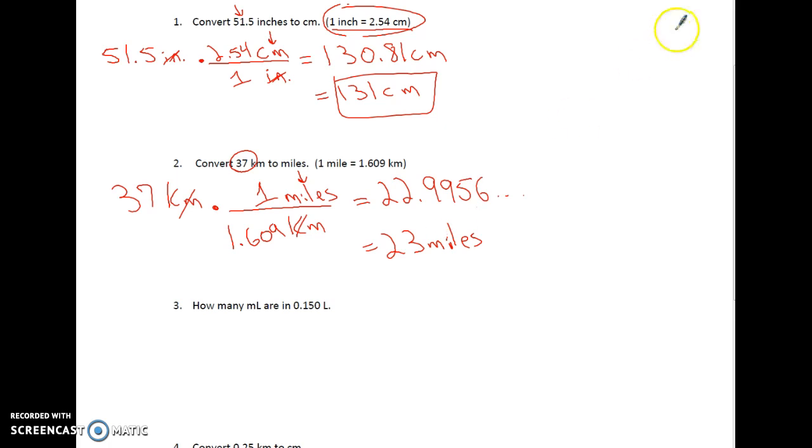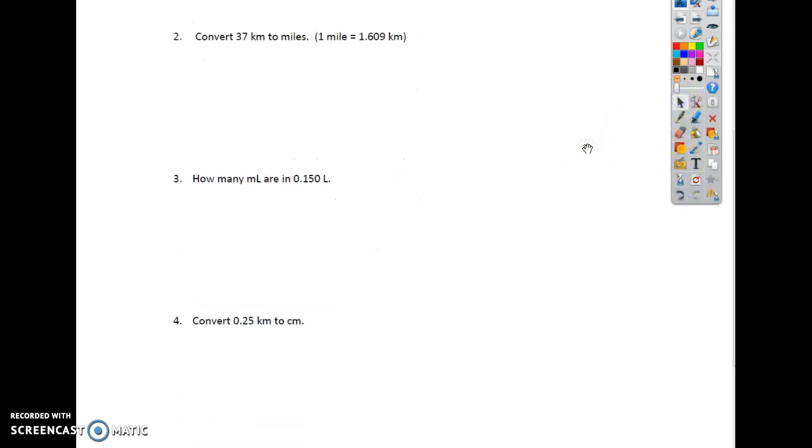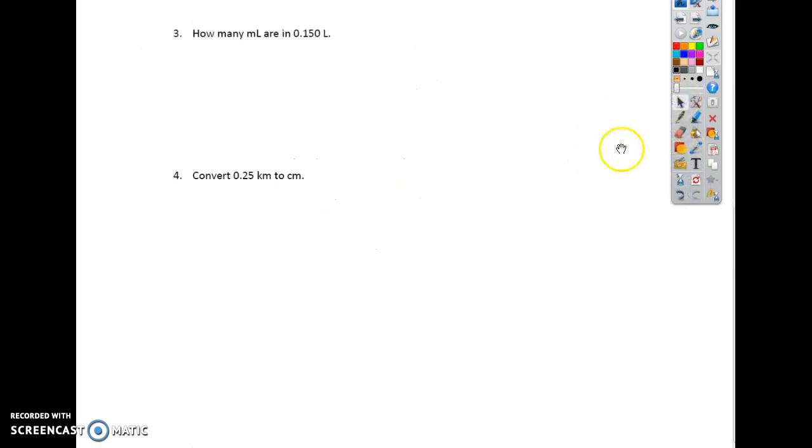The next one down involves only metric values. So you would have to come up with this conversion factor on your own.